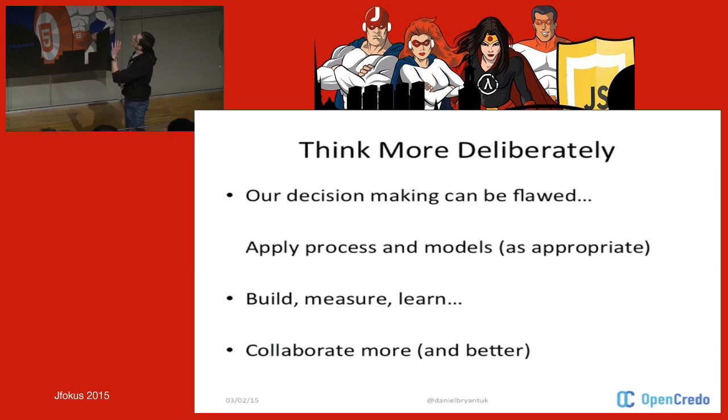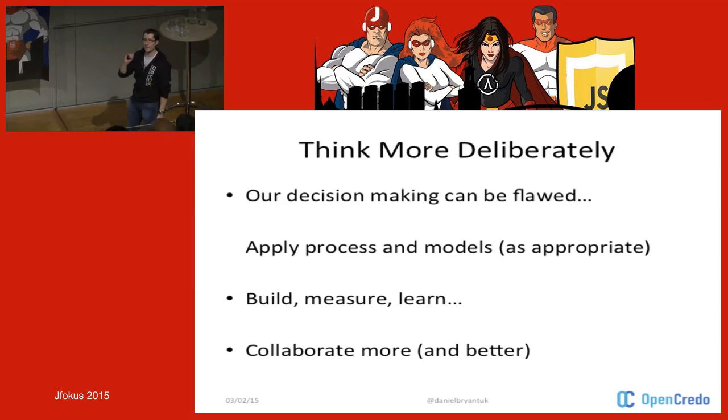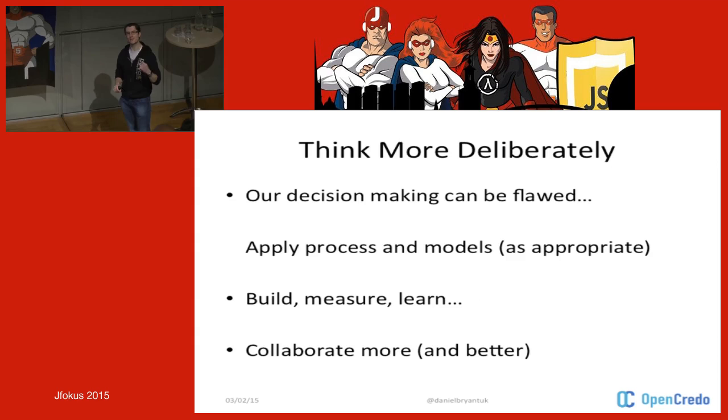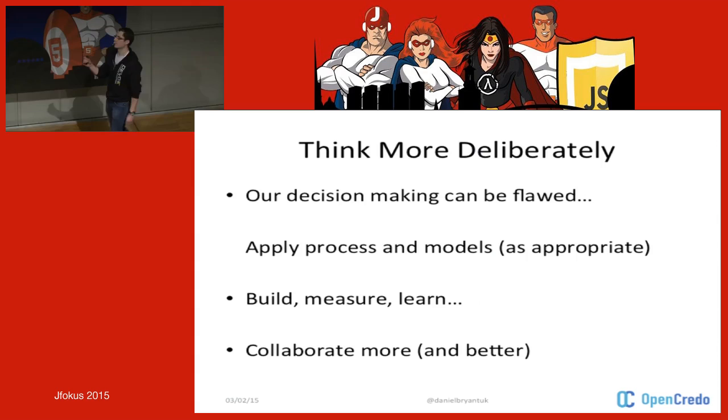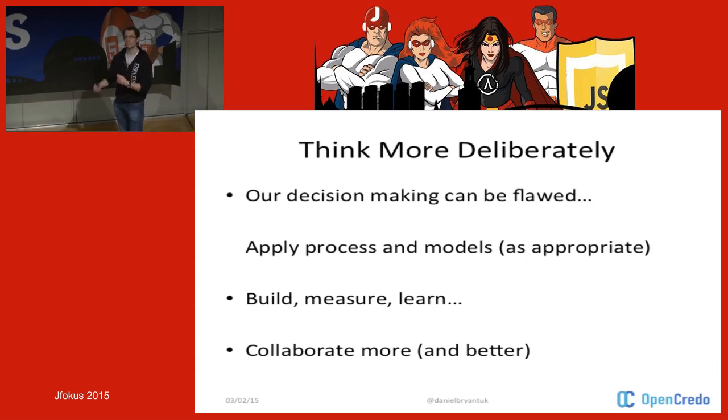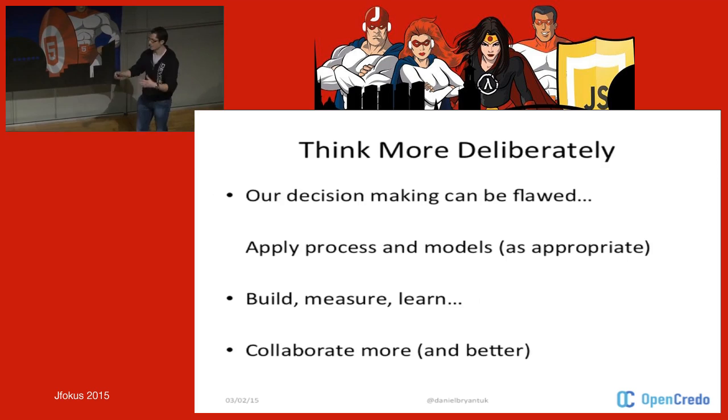So we're going to look fundamentally, as you go through, think about this. Our decision-making can be flawed. Doesn't matter how clever you are. All of us as software developers like to think we're clever, but there are fundamental biases we as human beings have. You need to apply process models to overcome some of these biases. And the key thing is about applying the scientific method in some degree, this build, measure, learn philosophy, to what you do, to continue iterating and getting better at every step. Agile software development in a nutshell, but at different levels. Another key thing is you need to collaborate more and better, and we'll look a bit more at how you can do that as we go through.